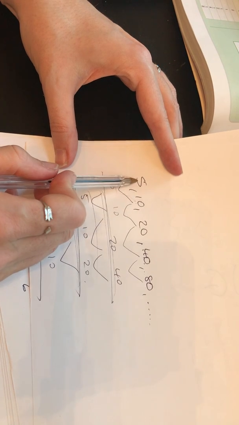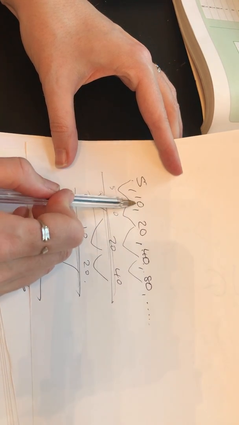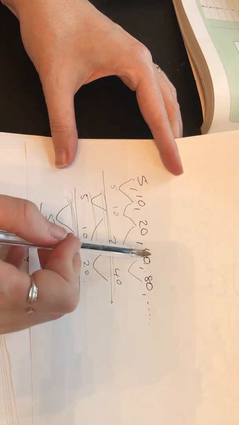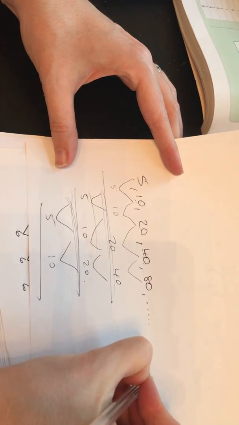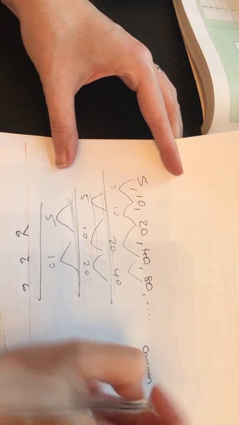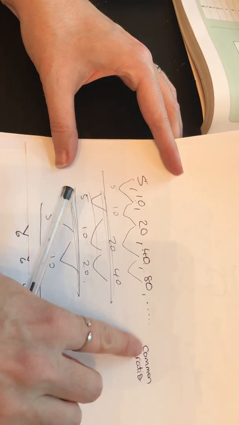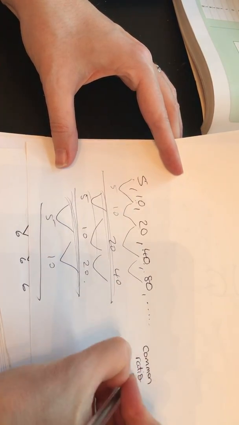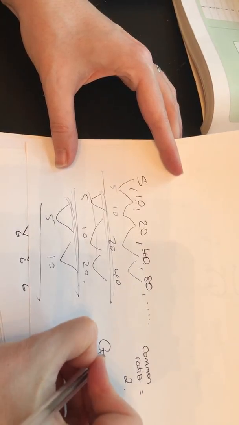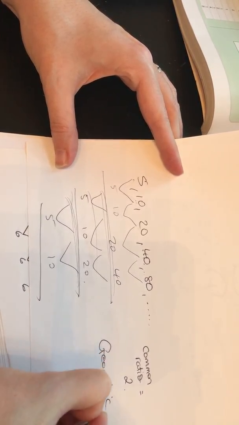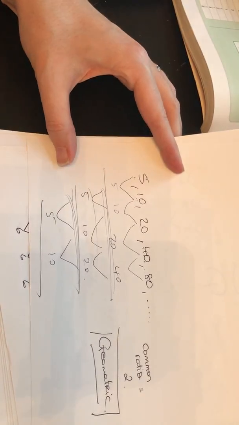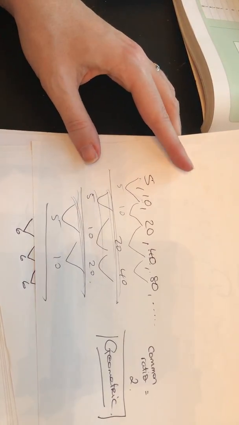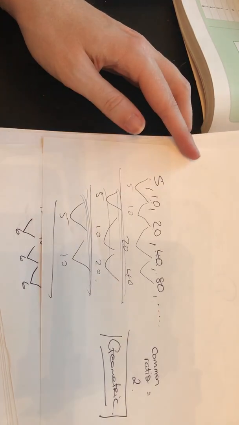So 10 divided by 5 is 2, 20 divided by 10, 2, 40 divided by 20, 2. So it actually has a common ratio in this one. So the ratio, when we check it out, is common, and it is a common ratio of 2, which means this is a geometric. That's the 4 different types that you go and look at in good detail.